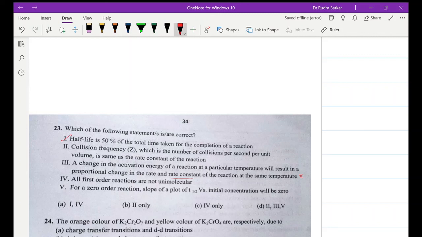All first order reactions are not unimolecular, which is true. For a zero order reaction, the slope of t versus the initial concentration will be 0. This also is not true. So out here the correct options are going to be 1 and 4.